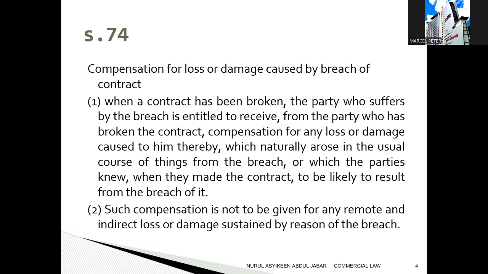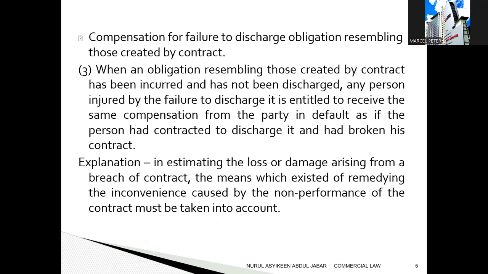Now, under Section 74(2), compensation cannot be claimed for remote or indirect losses. This means losses that are too far-fetched or unexpected will not be compensated. Under Section 74(3), even if there is no formal contract, but the obligation resembles a contract and that obligation is not fulfilled, the injured party may still claim compensation as if a contract existed.